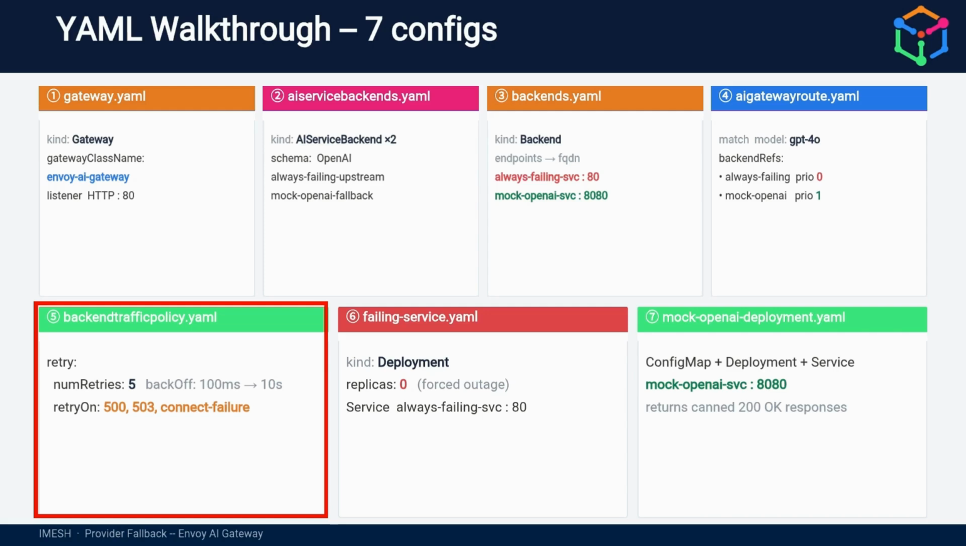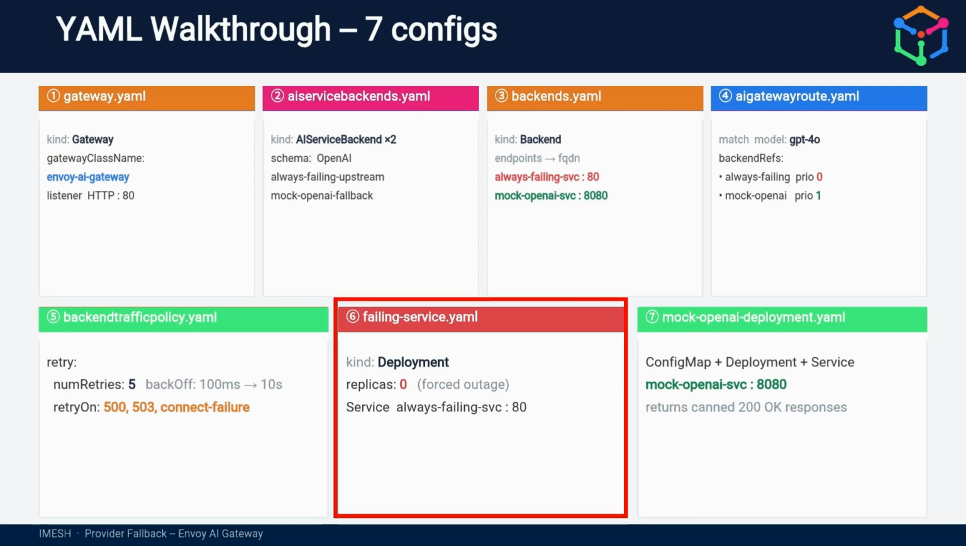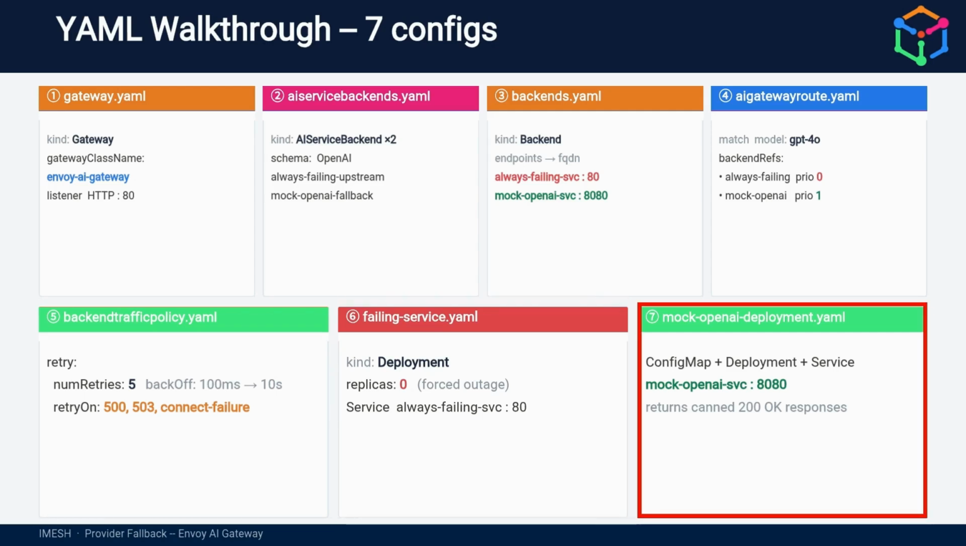When failures such as HTTP 500, 503 or connection errors occur, the gateway automatically retries and moves to the next priority backend. This file creates our outage scenario. The deployment runs with zero replicas, guaranteeing connection failures. It's a simple way to simulate a provider outage and validate fallback behavior. Finally, we create the healthy fallback provider. This deployment exposes an OpenAI compatible endpoint and returns successful responses. Whenever the primary backend fails, traffic is automatically redirected here.